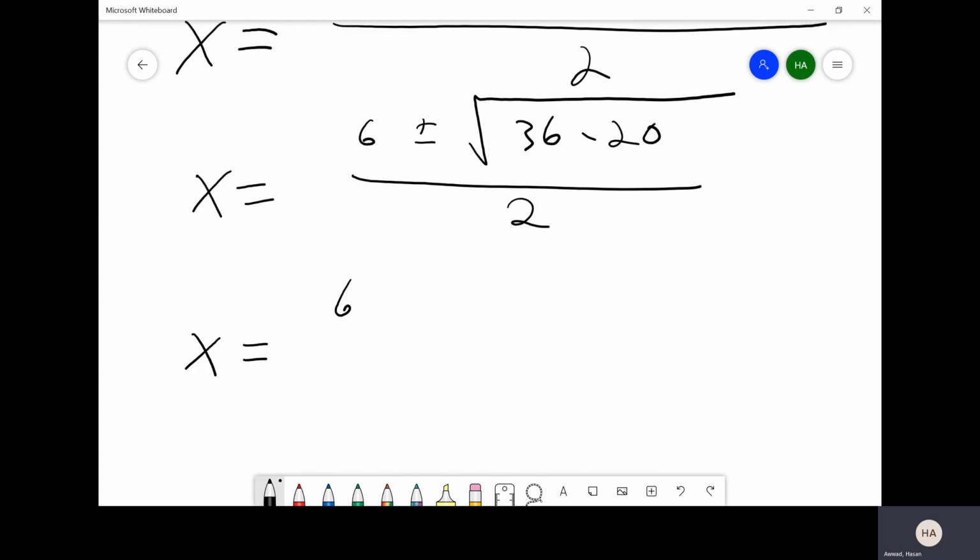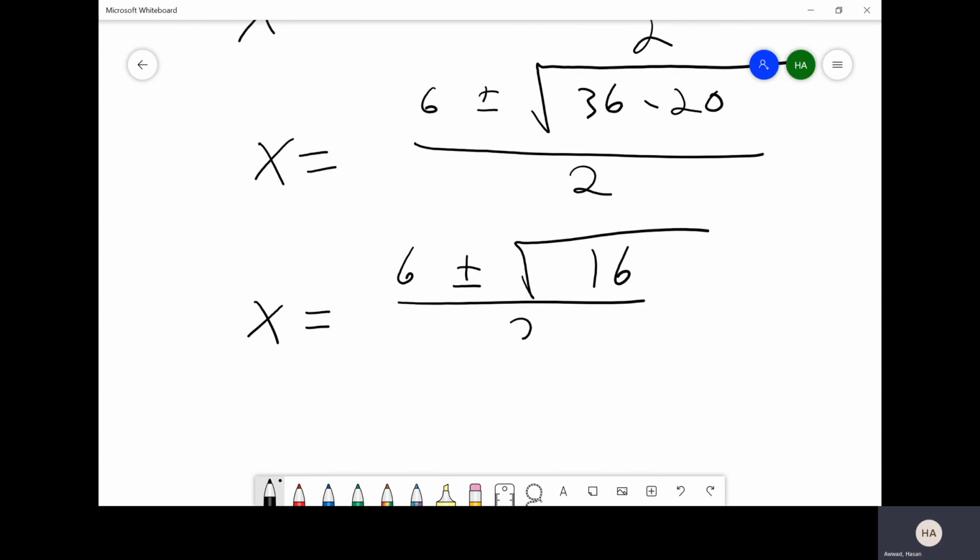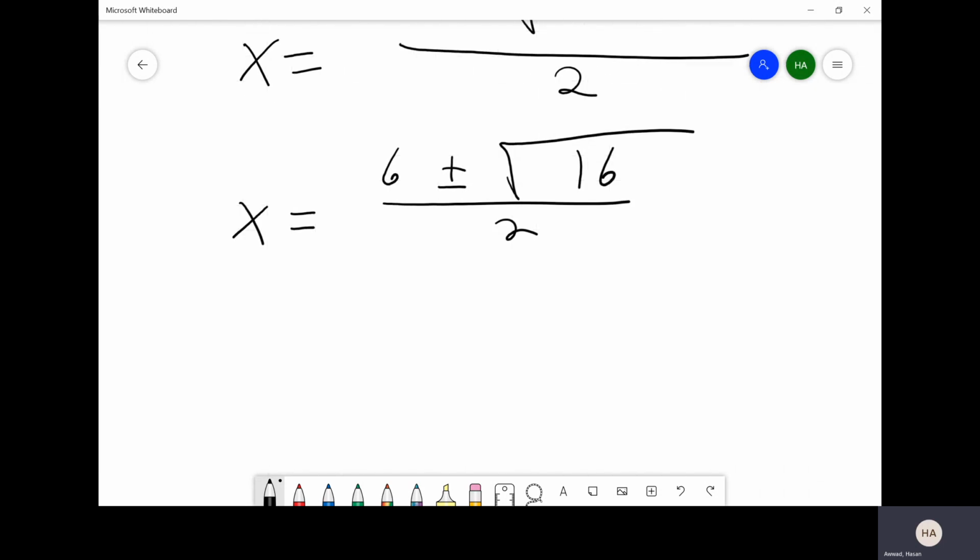X is equal to 6 plus or minus 36 minus 20 gives me 16, right? And this is now all over 2. And then the best part is when we take the square root of 16, we don't have to worry about the plus or minus like I've been trying to drill into you guys because it's built into our formula. So it's already there. It's perfect. We don't have to worry about it now. So we now have 6 plus or minus square root of 16 is just 4. So 6 plus or minus 4 all over 2.